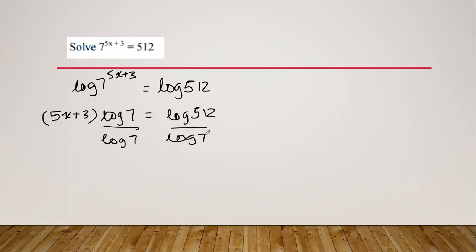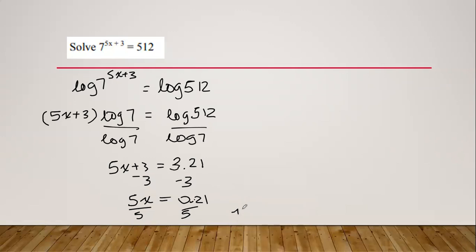That gives me 3.205. If I round it, it'd give me 3.21. And that's going to equal 5x plus 3. If I subtract 3 from both sides, I get 0.21, and that would equal 5x. Now I need to divide by my 5 on both sides. 0.21 divided by 5, x would equal 0.042. And that would be my answer.